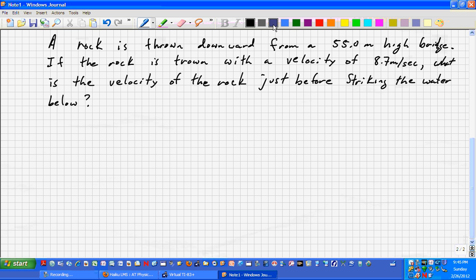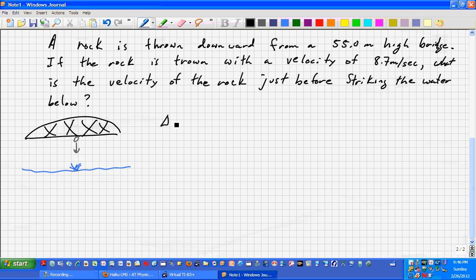So what we've got is this bridge, and it's got some water below here. And this rock gets thrown downward with an initial velocity of 8.7 meters per second. And we want to know the velocity just before striking the water below.